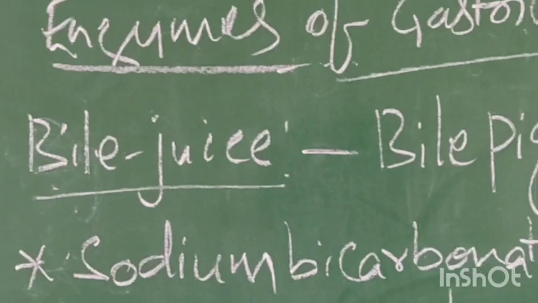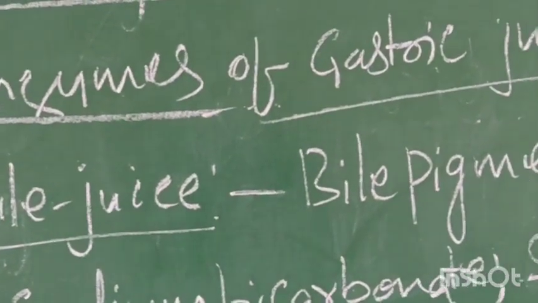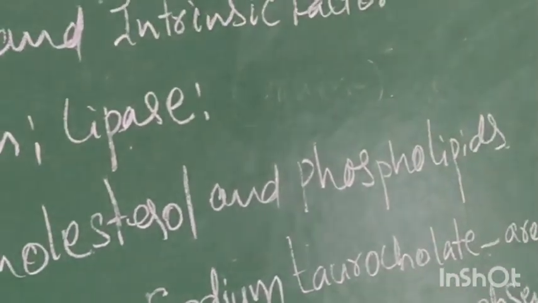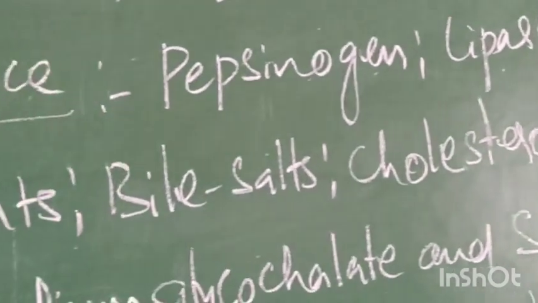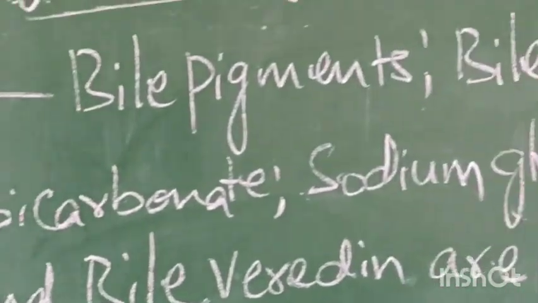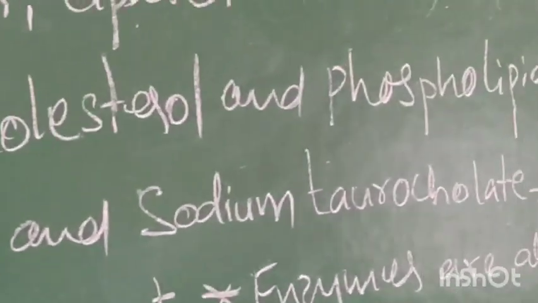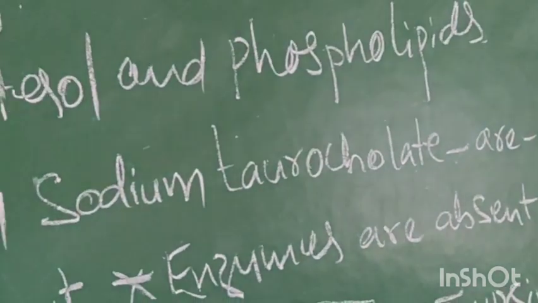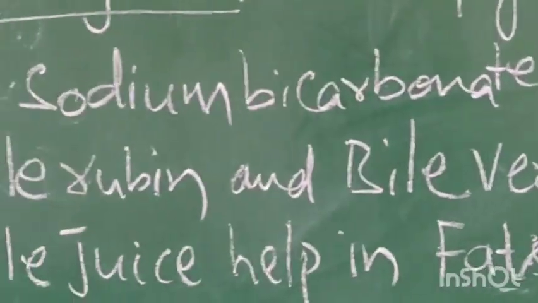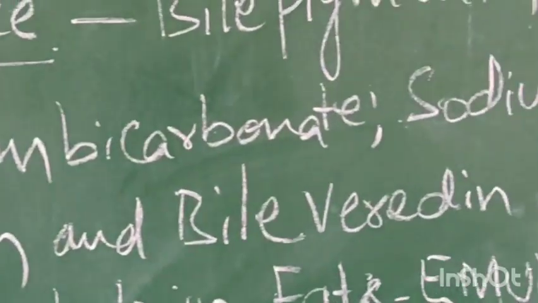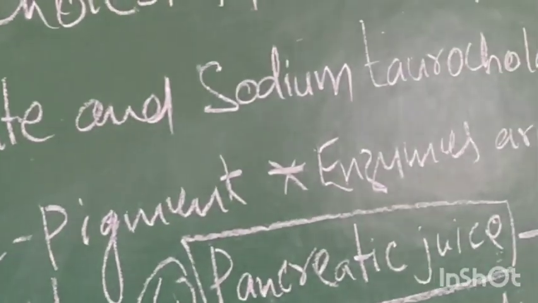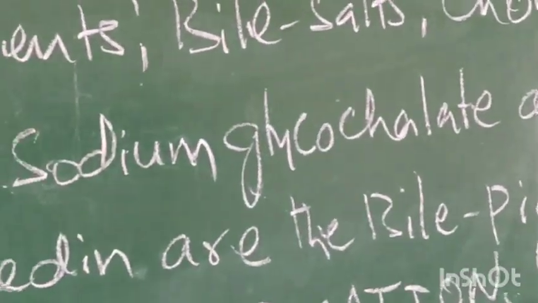Now come to the third one, bile juice. The bile juice contains bile pigments, bile salts, cholesterol and phospholipids. This is the composition of bile juice. Sodium glycocholate and sodium taurocholate are important bile salts present in bile juice. Bilirubin and biliverdin are the two important bile pigments present in bile juice.